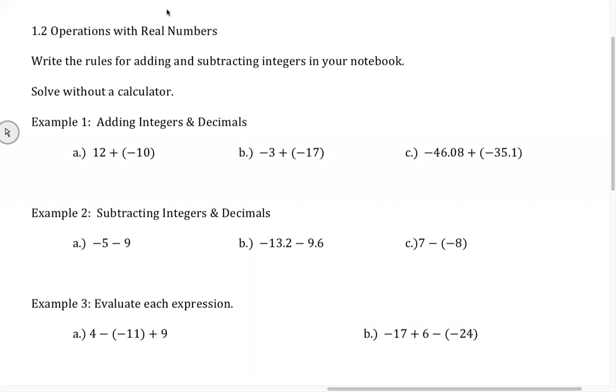All right, so the notes for 1.2, here we go. 1.2, operations with real numbers. Write the rules for adding and subtracting integers in your notebook. There's not really rules, but there is something we have to follow. Karan, when we're doing order of operations, what do we have to follow? PEMDAS. PEMDAS, very good. And I do like PEMDAS, and I also hate PEMDAS. So let's write PEMDAS at the top of our page.